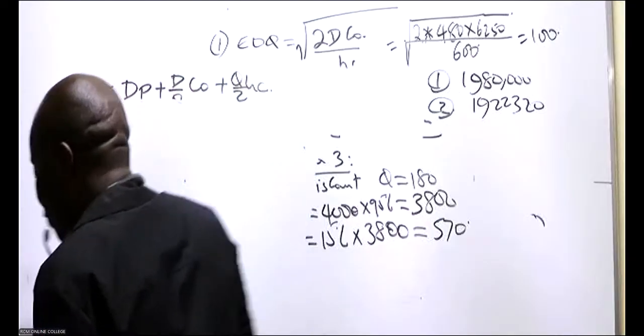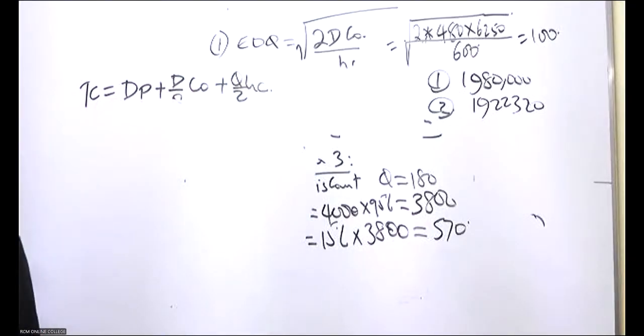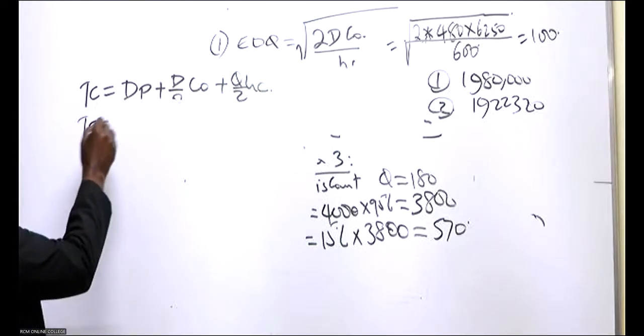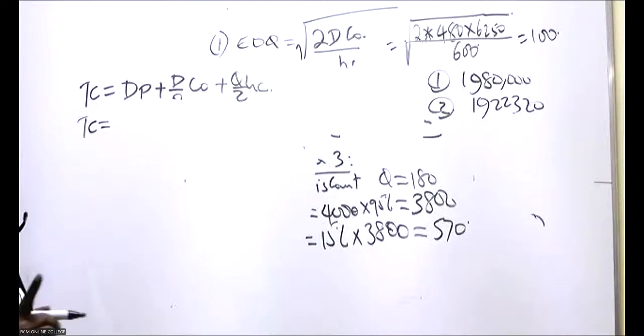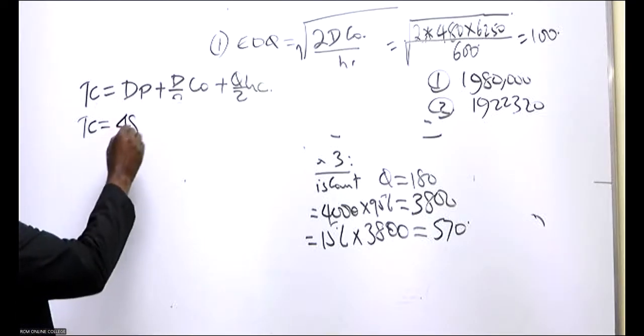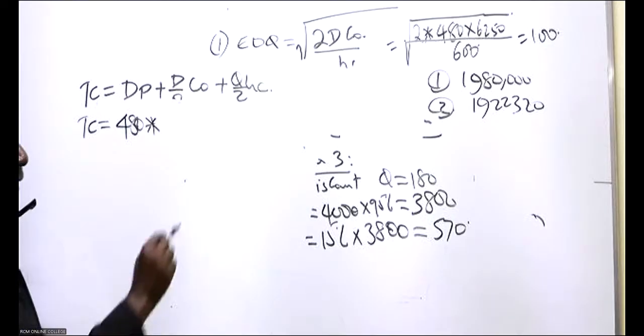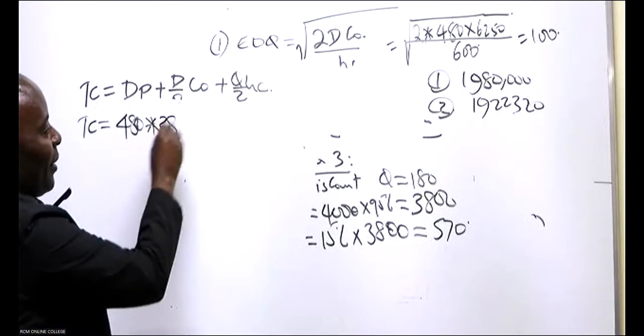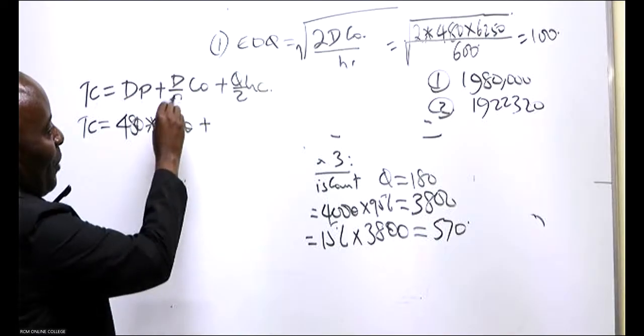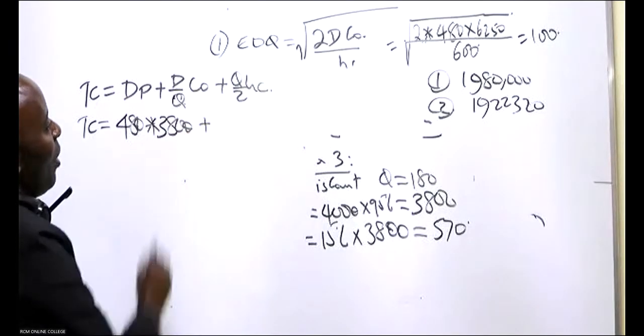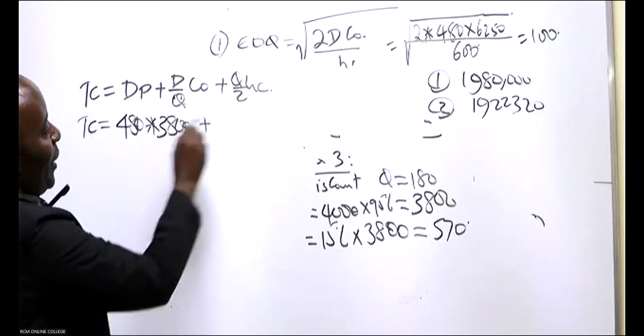So total cost for option number 3. Remember, annual demand is known in advance and will always remain constant. Annual demand has never changed. So total cost here will be equal to the annual demand, the number of mattresses being bought in a year, 480, times the price, which is 3,800, plus the annual demand, the 480, isn't it?